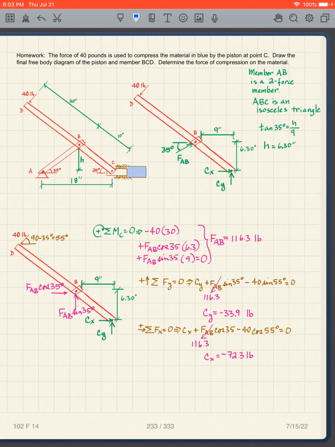Okay, so what we find is that member AB is a two-force member here. So this member is a two-force member. Now, that means what? That means that when I take a free body diagram of this member, I just have one force that acts along this member. So I'm going to call it FAB, and I already know that this angle is 35 degrees.